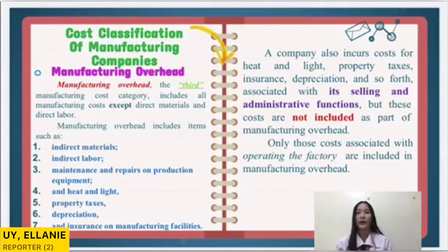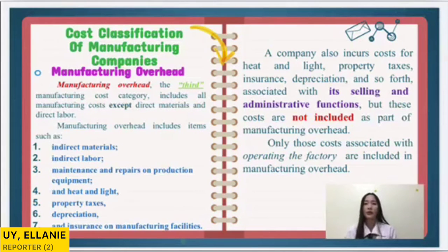Manufacturing overhead, the third manufacturing cost category, includes all manufacturing costs except direct materials and direct labor. Manufacturing overhead includes items such as indirect materials, indirect labor, maintenance and repairs of production equipment, and heat and light, property taxes, depreciation and insurance on manufacturing facilities.